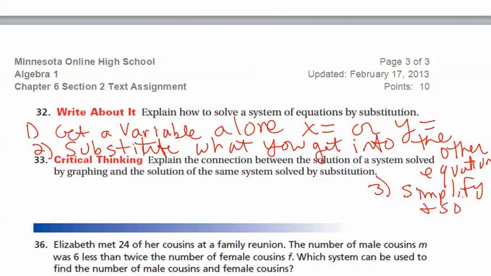Then once you know what one variable is, you still have to solve for the other one. So that would be step 4, solve for the other variable.